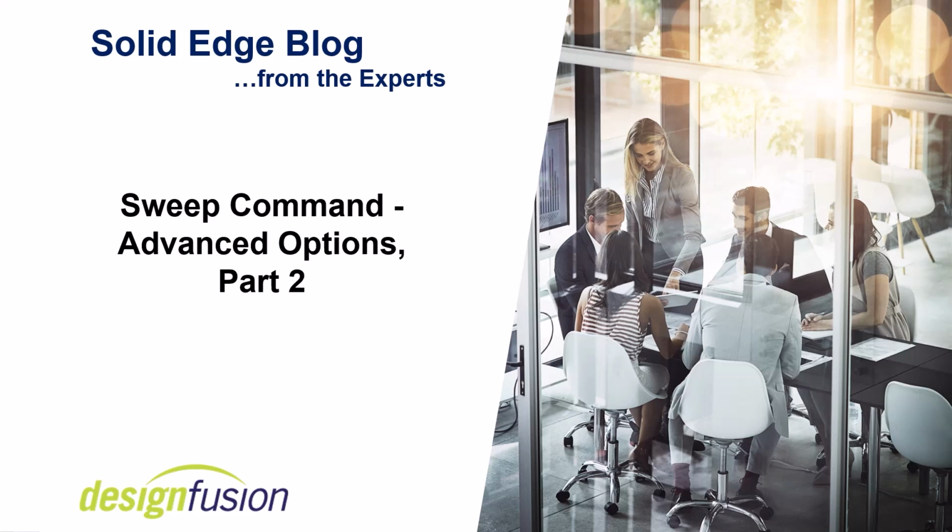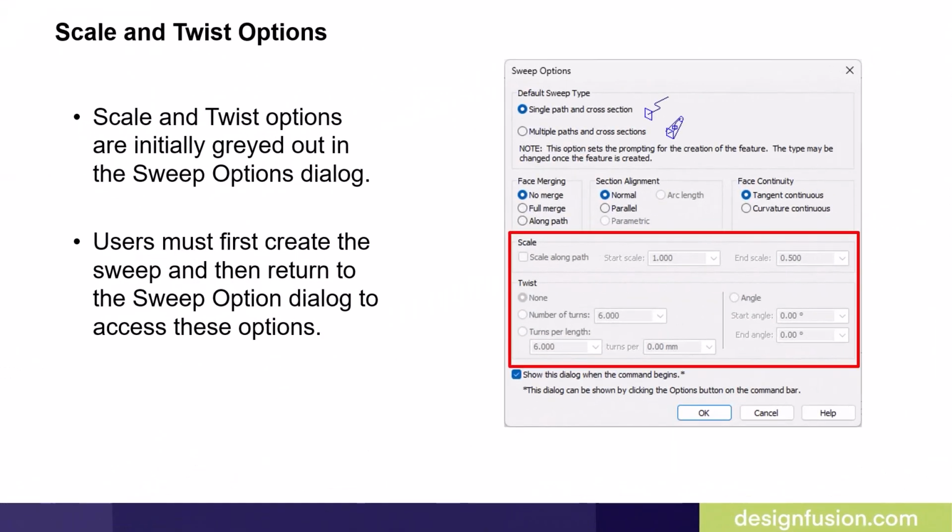This is part 2 of the Sweep Command Advanced Options blog. Continuing with the sweep options, we'll first look at the scale and twist options in the Sweep Options dialog. The scale and twist options are initially grayed out and unavailable until the initial sweep feature is created. Once created, you can return to the Sweep Options dialog to apply the Scale and/or Twist option to the sweep feature.